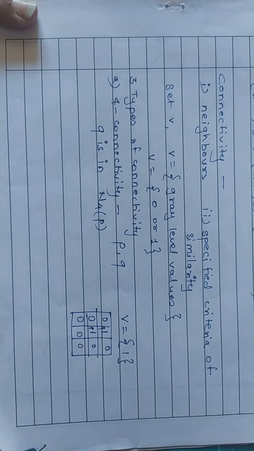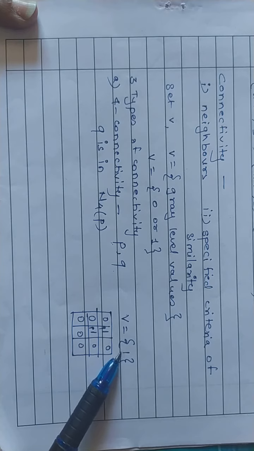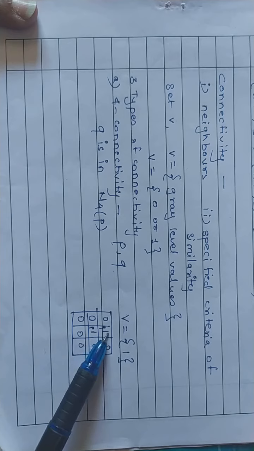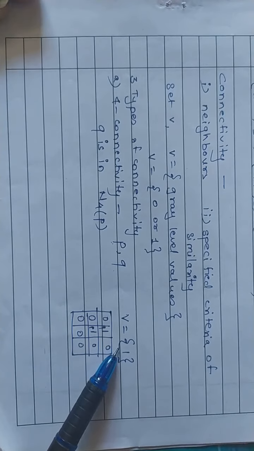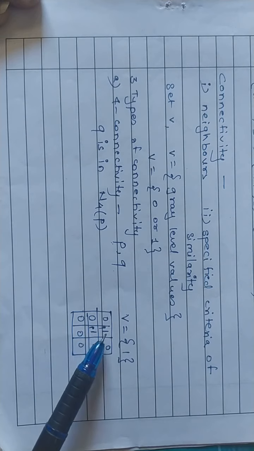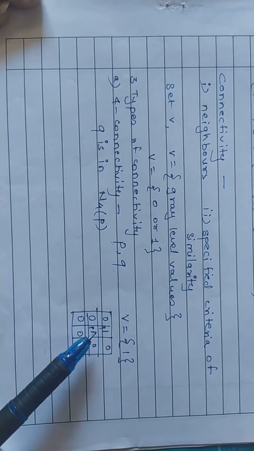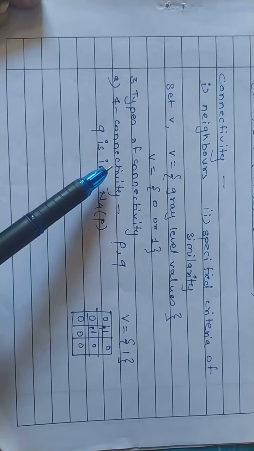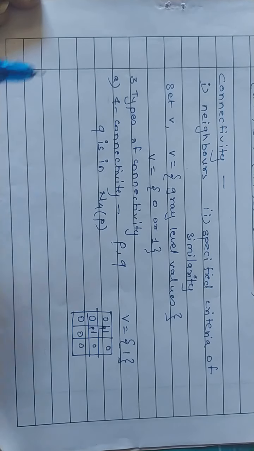So first of all, we have to identify whether these two pixels satisfy the criteria. Here V is equal to 1 is the given value for set V, and both the pixels satisfy this first criterion. For the second case, we have to identify whether Q is the 4 neighbor of P. Here we can observe that Q is the 4 neighbor of P. So we can say that pixel P and pixel Q have connectivity, and that connectivity is called 4 connectivity.